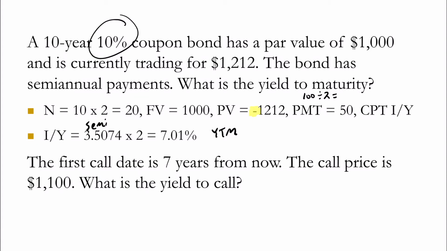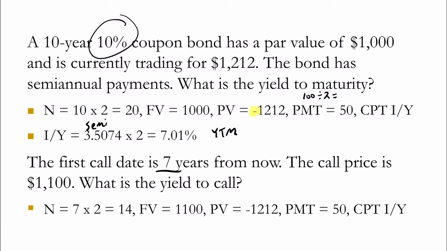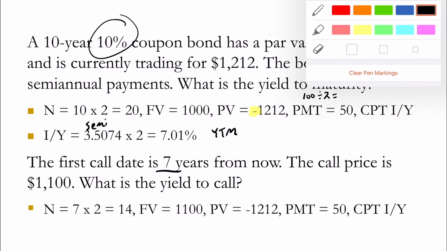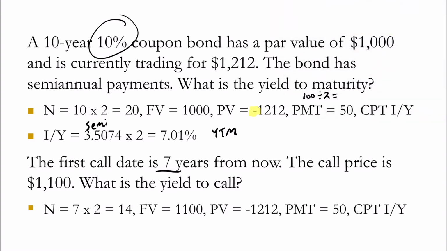So if it's 7 years from now, our N is now going to be 7 years times 2 for 14 total periods. Now, when we sell the bond, instead of getting the face value amount of $1,000, we are now getting the call price of $1,100. So notice that our future value becomes that call price. Our price that we're paying is still the negative $1,212, and our coupon payment is still $50. So when I calculate the IY here, I get 3.6064. Again, this is semi-annual.